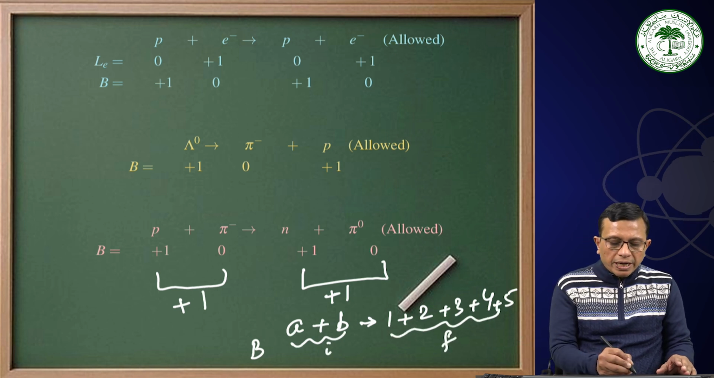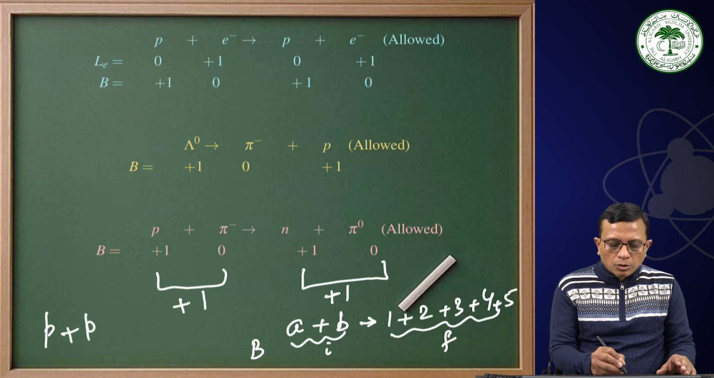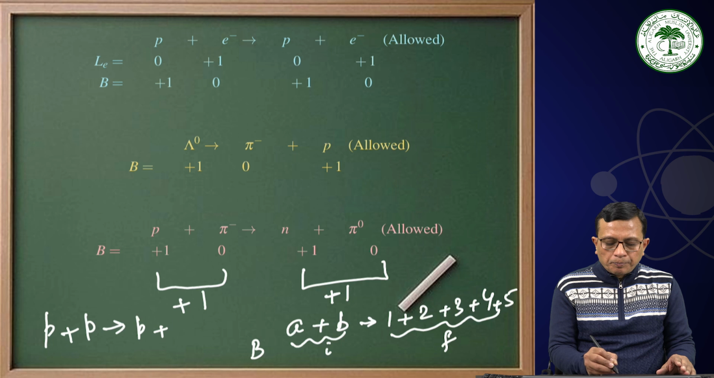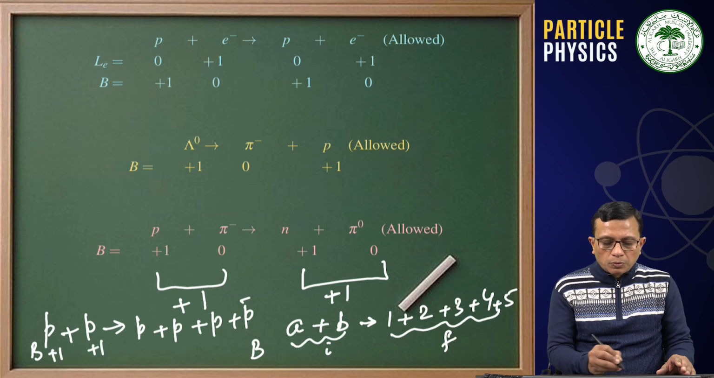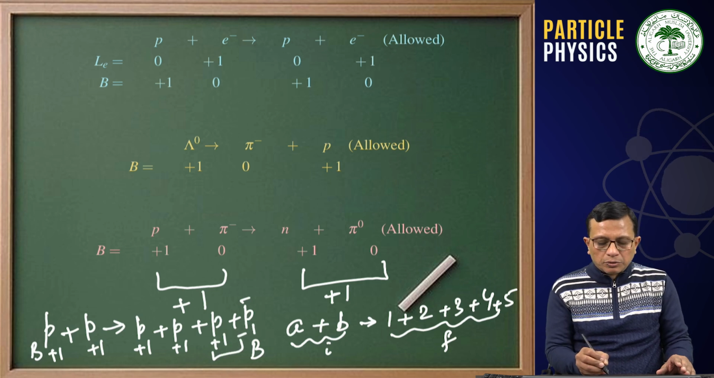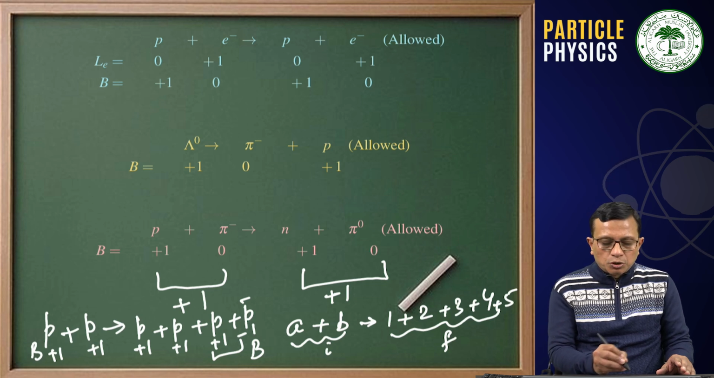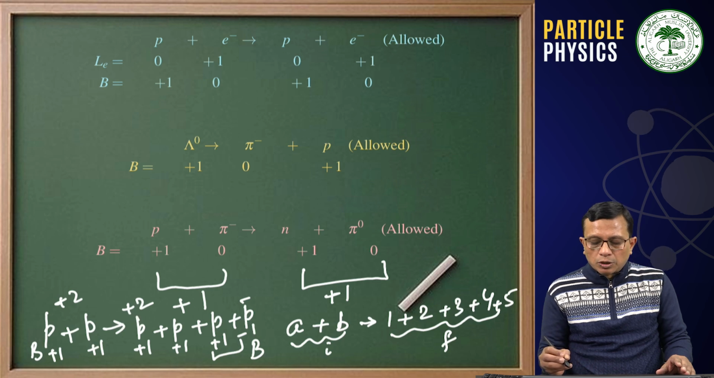For example, we can have such a process like P plus P going to proton plus proton plus proton plus antiproton. As you can see, the baryon number here is +1, here it is +1, here +1, +1, +1 and -1. Therefore, +1 and -1 will give you 0, and then you have the total baryon number in the initial state as +2, and on the right hand side also the total baryon number is equal to +2.